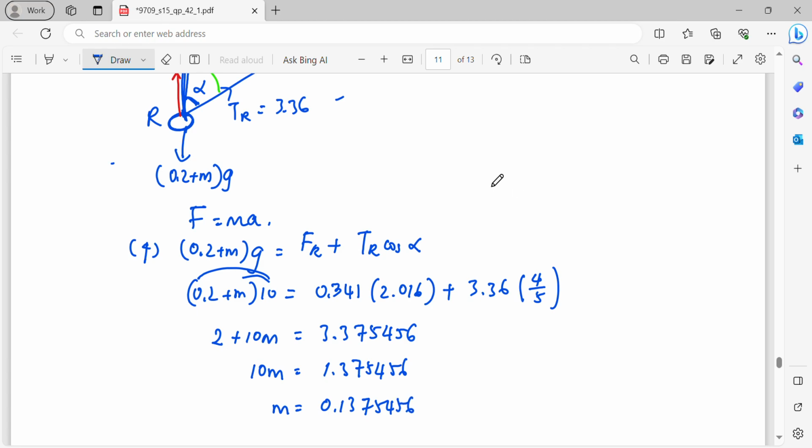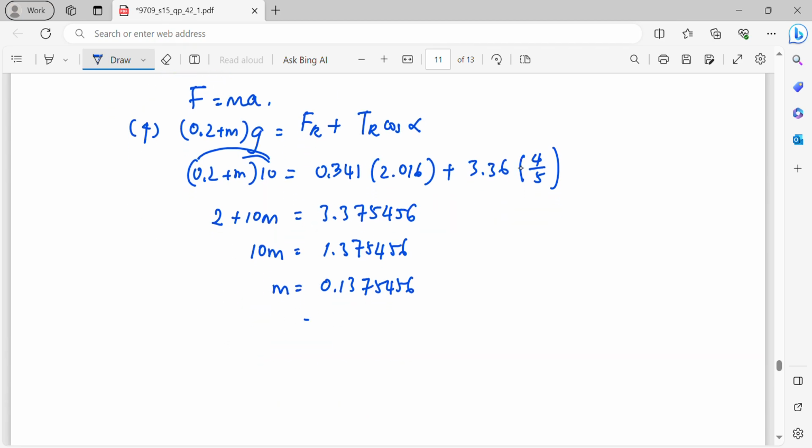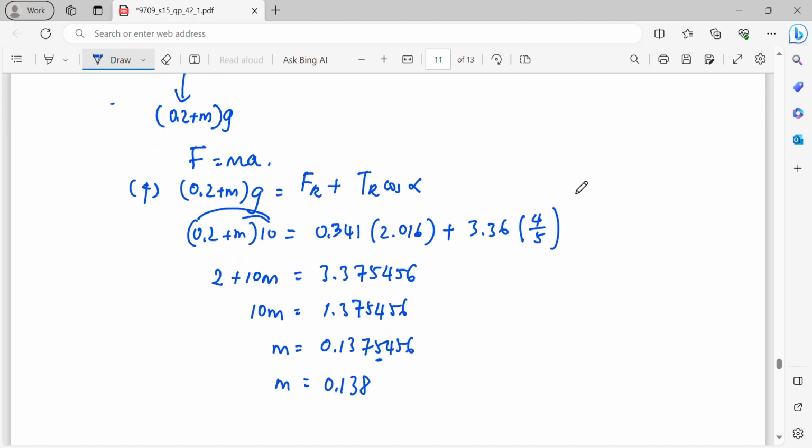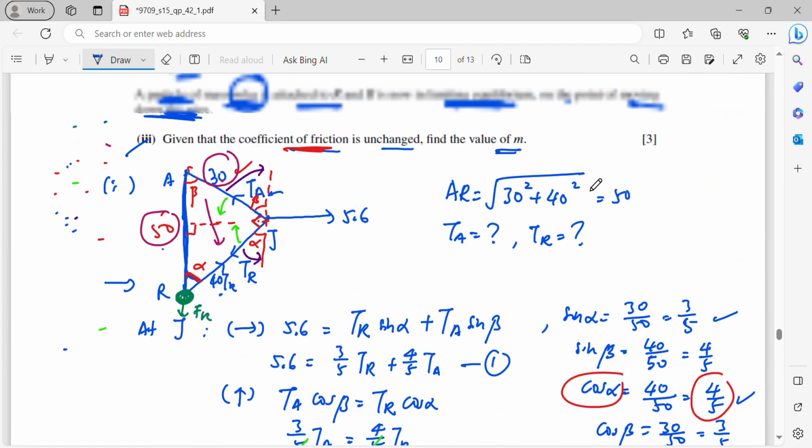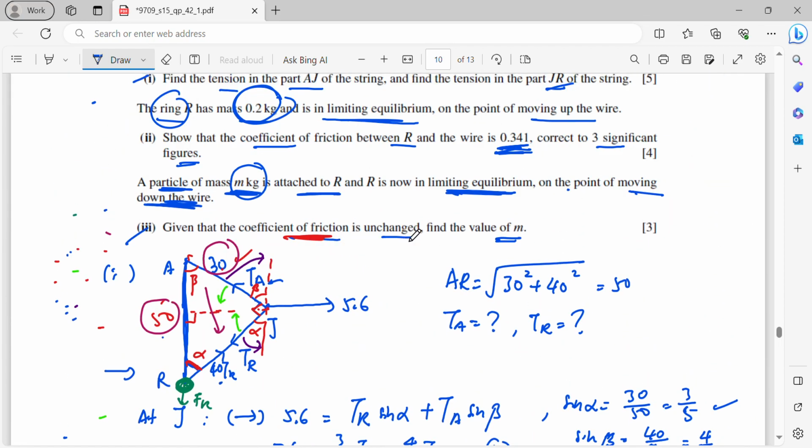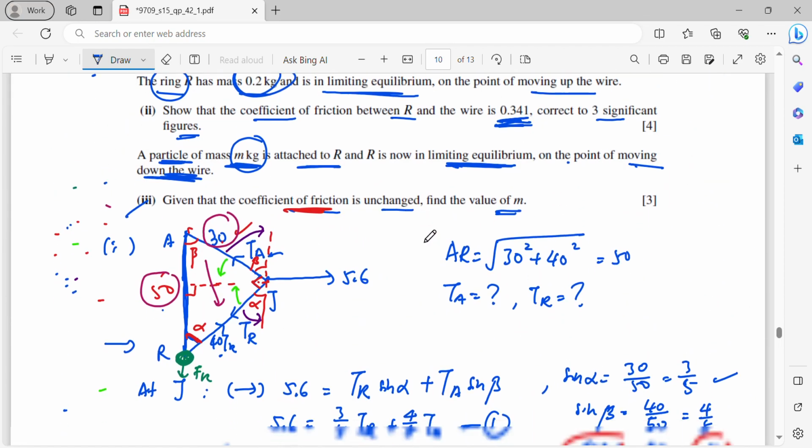0.137546, and we always leave the answer correct to 3 significant figures. Therefore, look at the fourth significant figure, it is 5 and above, so I round up. So the final answer is 0.138. This is your m. Okay? So with this, we have completed the part 3 of this question.